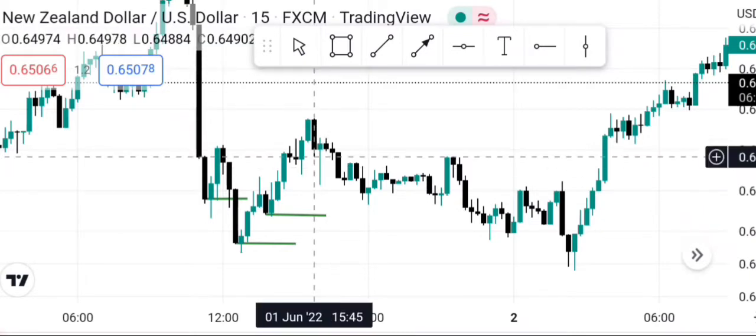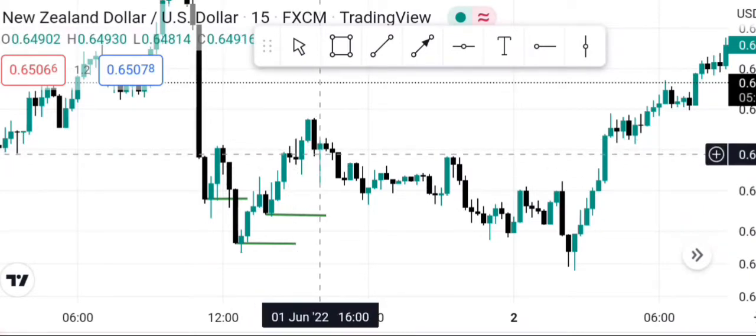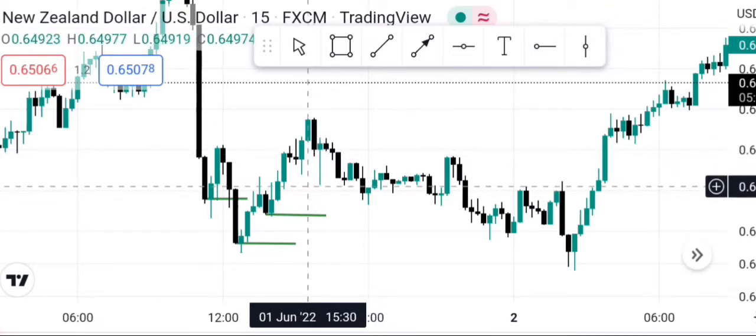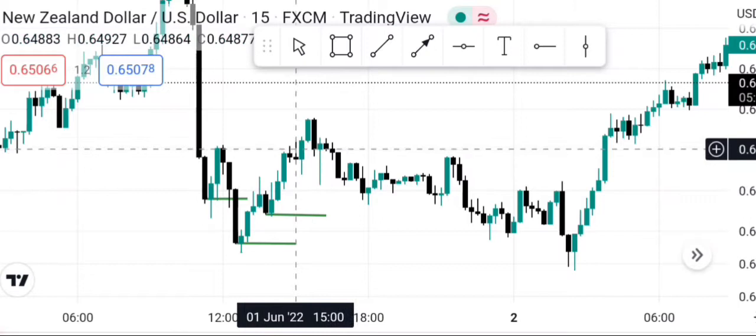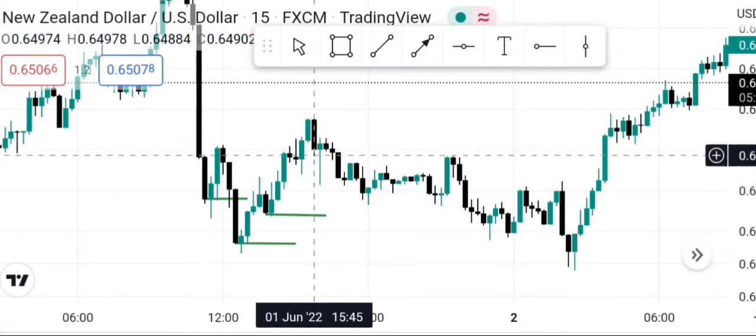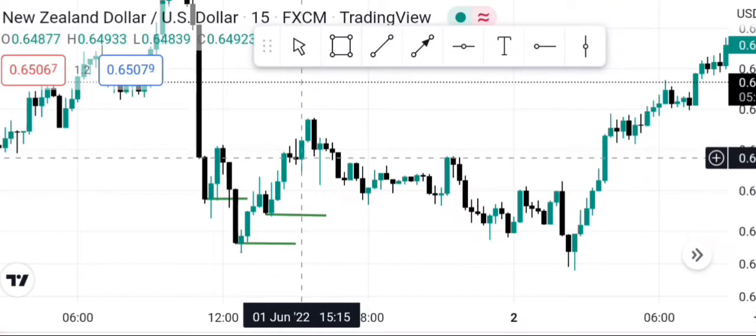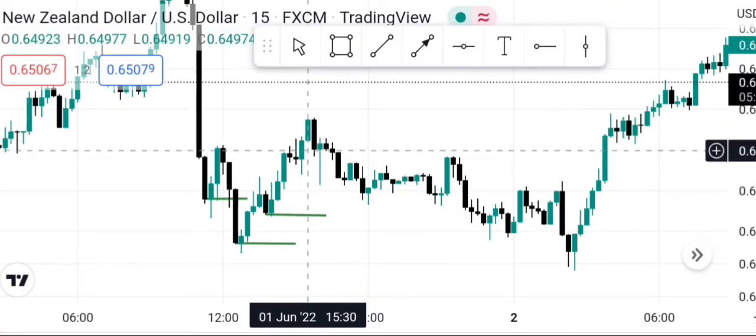This low right here, this low that you see right here, just take a look at where this cursor is, this crosshair. This low right here is not a swing low. This is a failed swing. Now you see the market, it's brought down this one.